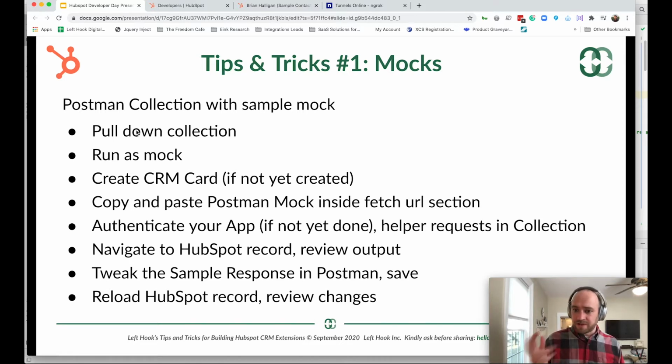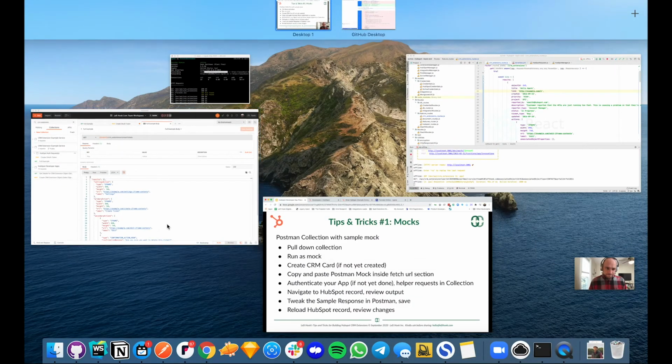Basically, the steps are pull down the collection, run it as a mock, create the CRM card if you haven't already, copy and paste the mock, authenticate it. That's key. Can't actually see the mock data unless you go ahead and authenticate, and then navigate to the record, and we'll show exactly how that works when you go tweak and save. So let's go. Postman collection.